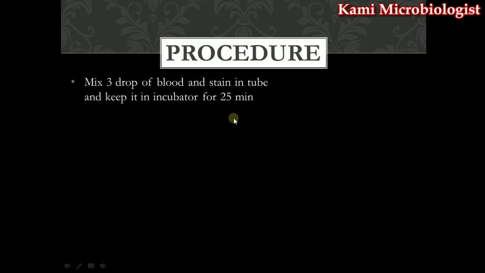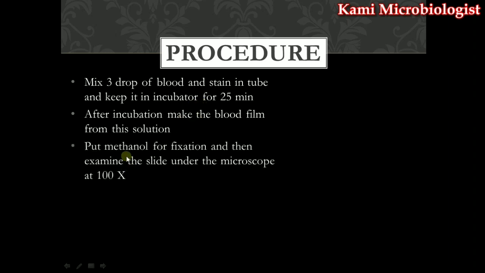Let's talk about that. First of all, we have to take a clean glass test tube, and in this clean glass test tube we put 3 drops of the EDTA blood and 3 drops of the stain, meaning methylene blue stain or brilliant crystal blue stain, and we will mix it. After that we will incubate it in the incubator or in the water bath for 25 minutes at 37 degrees Celsius. After incubation, we will make the blood film from that mixture. Now after that we have to put methanol for the fixation.